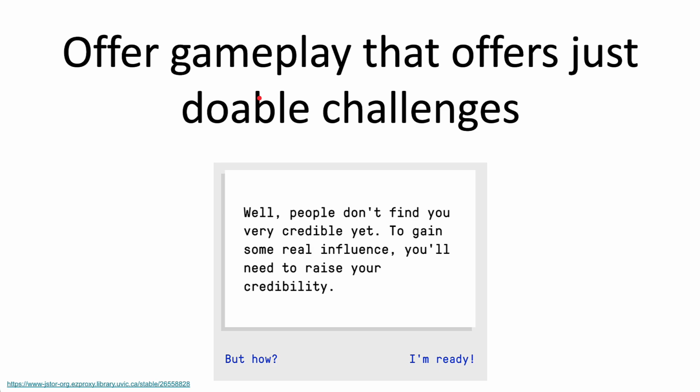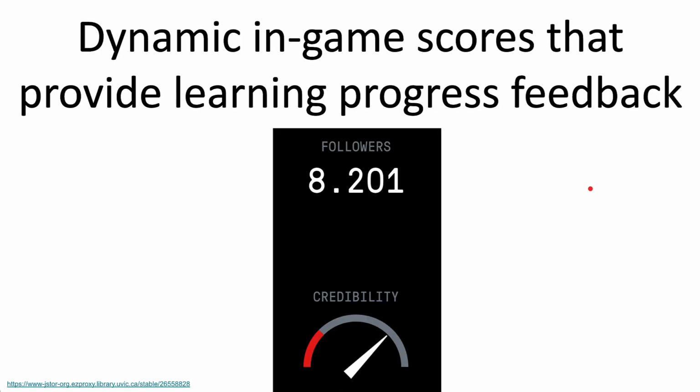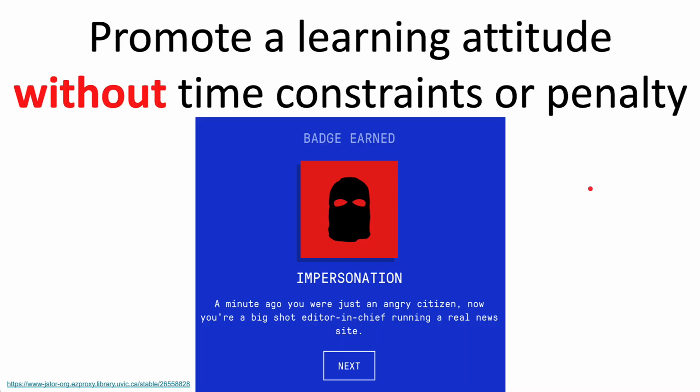So your game hopefully will calibrate to how the player is performing, to either ramp up the difficulty if they seem to be nailing everything really quickly, or if they're really struggling, make things easier so that they're not discouraged and quit the game that way. Dynamic scoring can also be really helpful in providing feedback on their progress through the game, whether they're going really quickly or not. That feedback, so they know how they're doing, is really something that you'll see in effective educational games as well. And you want to promote learning without time constraints or penalty.